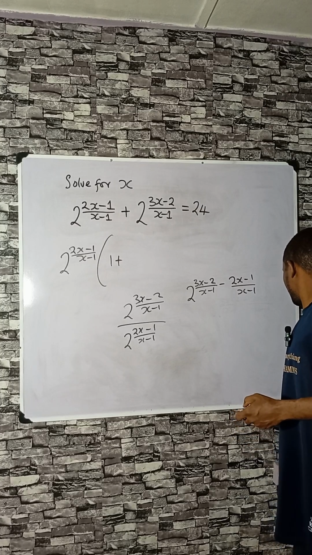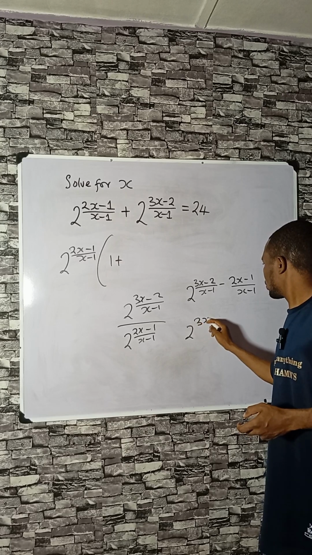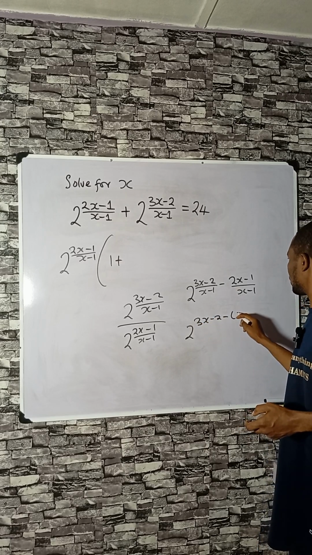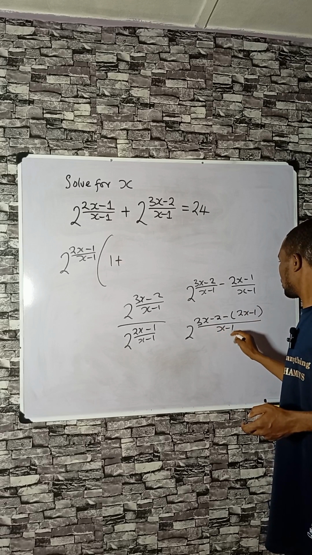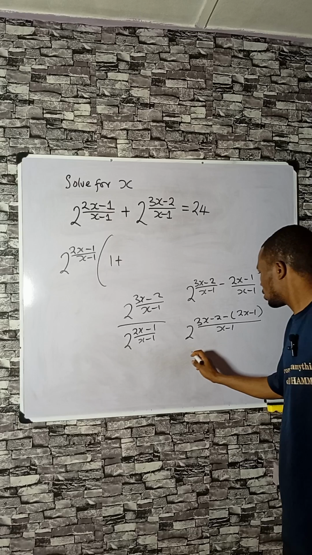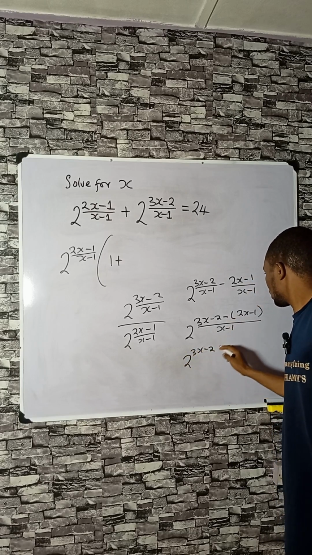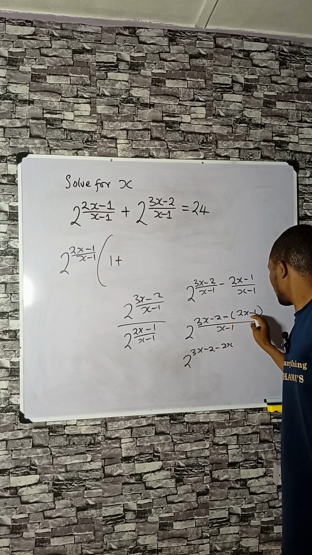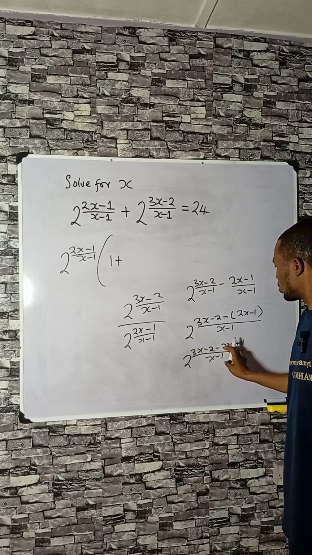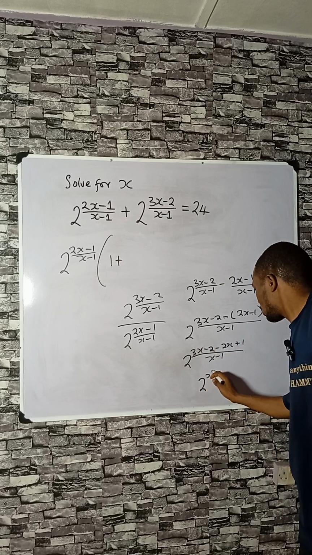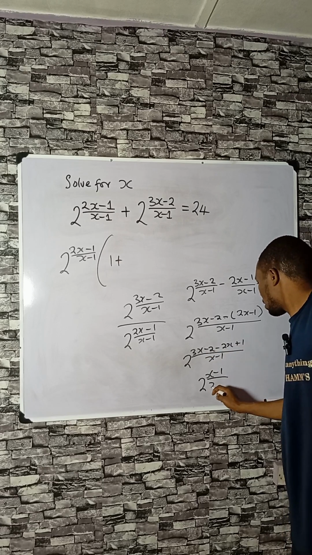We can now solve. Minus this one. Since they have the same numerator, let's see what is common there. This can give you minus 2x. This is plus 1. Then divided by x minus 1. 3x minus 2x, that is x. Minus 2 plus 1, that's minus 1. Divided by x minus 1.